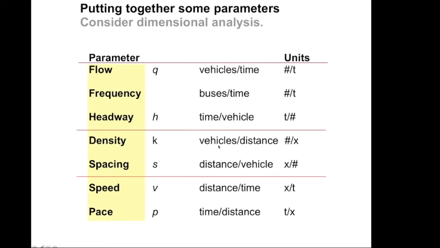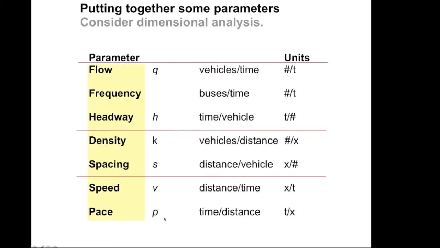So now putting this together, we've come up with quite a few different parameters. We've talked about the flow, the frequency, the headway. We've talked about the density and the spacing, and in this case, the headway is the inverse of the flow. You can see from the units. Spacing is the inverse of the density. And we've talked about speed.